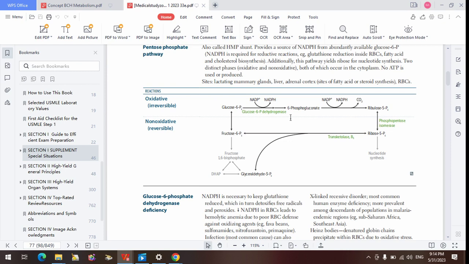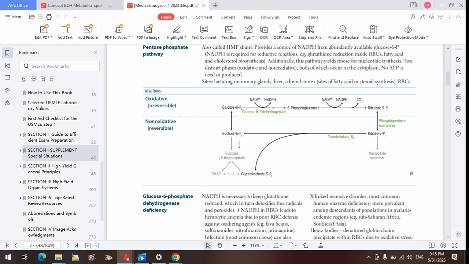I want you to remember that this reaction is oxidative. Anytime you are using NAD plus or NADP plus to catalyze something, you're oxidizing. Now, ribulose 5-phosphate is going to get isomerized to ribose 5-phosphate. That ribose 5-phosphate is getting converted to fructose 6-phosphate so that you can continue your glycolysis. You remember that conversion of glucose 6-phosphate to fructose 6-phosphate is one of the steps in glycolysis?